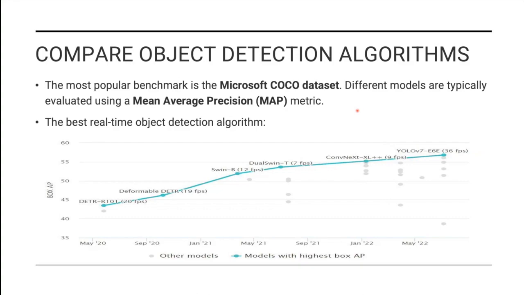If you want to compare them numerically, in terms of accuracy and so on, usually the popular benchmark for these algorithms is Microsoft COCO. This is what we saw also in the videos. And when we want to compare them, usually the metric that we use is the mean average precision, that's the mAP.